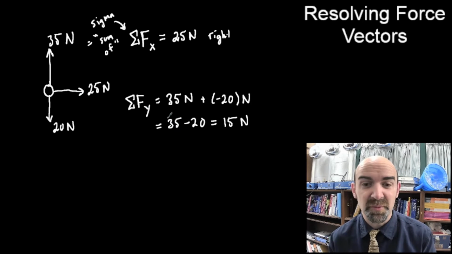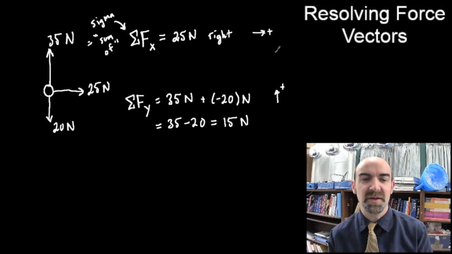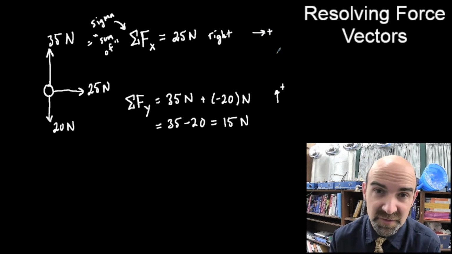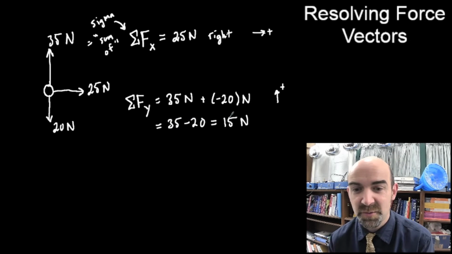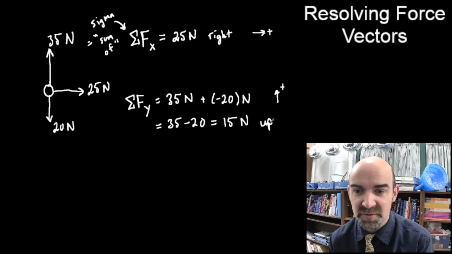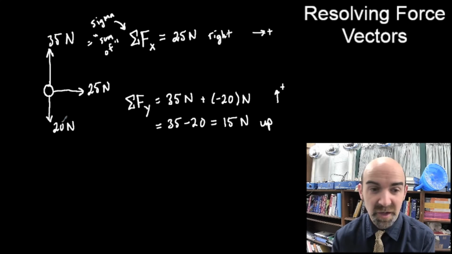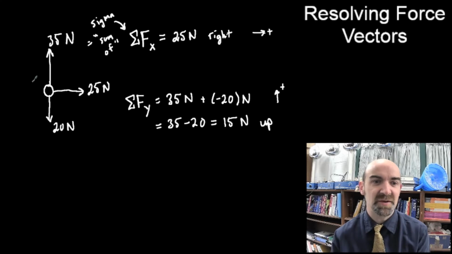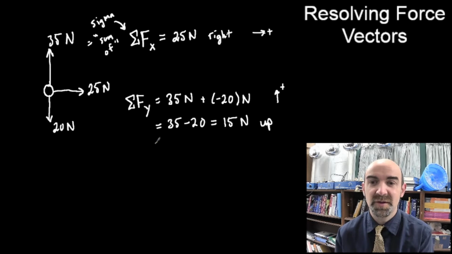35 newtons was up, and we made that upward direction positive. And here we're making the right-hand direction positive, just to make a little note of that. You can pick whatever direction you want to be positive. It all works out. So I get 35 newtons minus 20 is 15 newtons. And since that's a positive number, I know that that is up. I can also look at the forces here. 35 newtons is the up direction, 20 newtons is down. So in the y direction, these forces are more up than down.